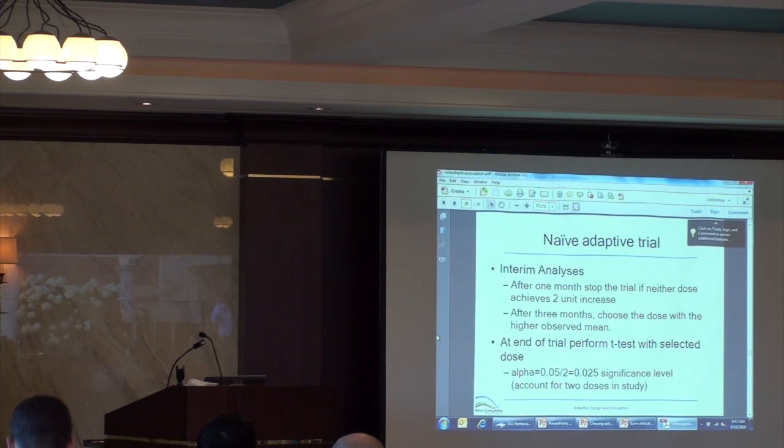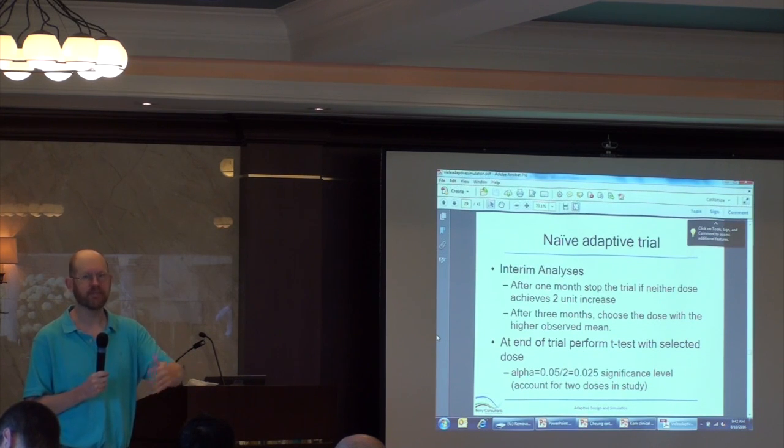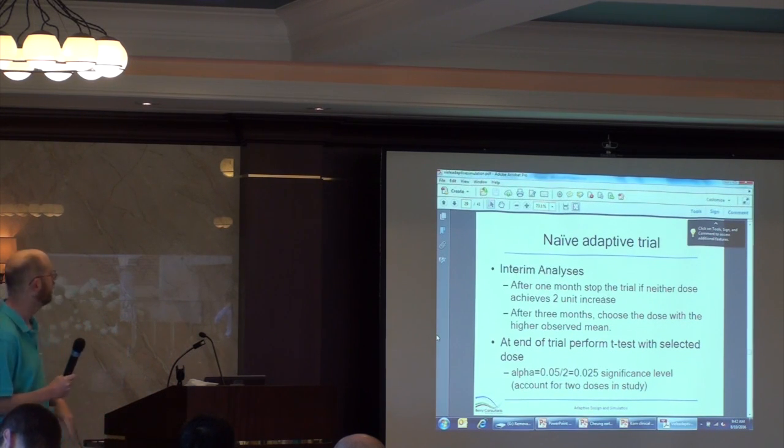All right, so here is a naive adaptive trial. I'm not making this complicated, so it's naive from the standpoint of I just wrote something down. After 1 month, so here's my futility analysis. After 1 month, I'm going to stop the trial if neither dose achieves a 2-unit increase. So that's what I want. I'm just going to take a quick look at the data. If I don't have it, I quit.